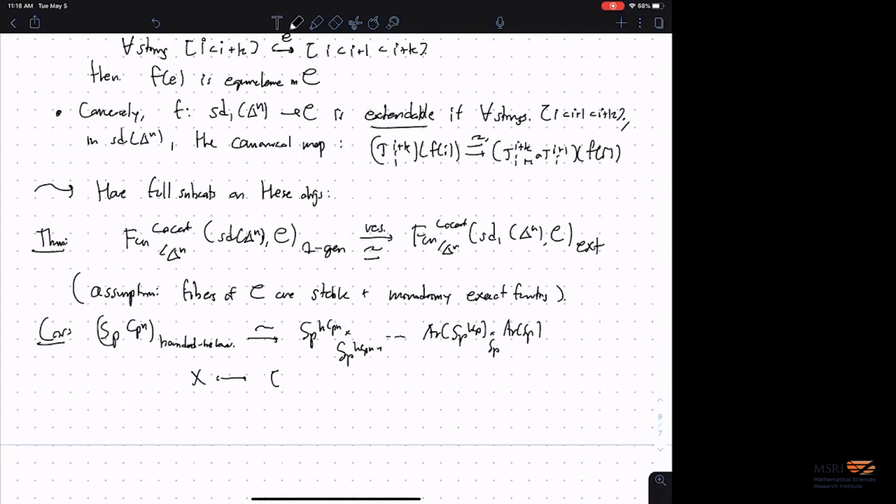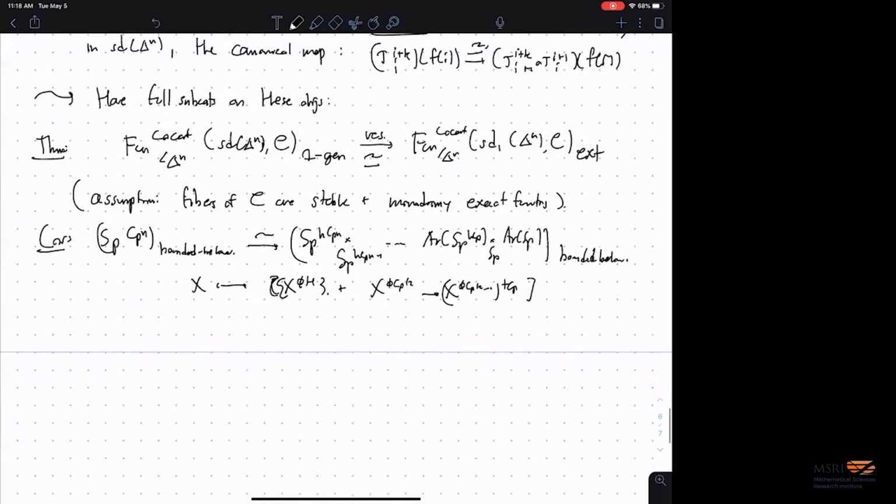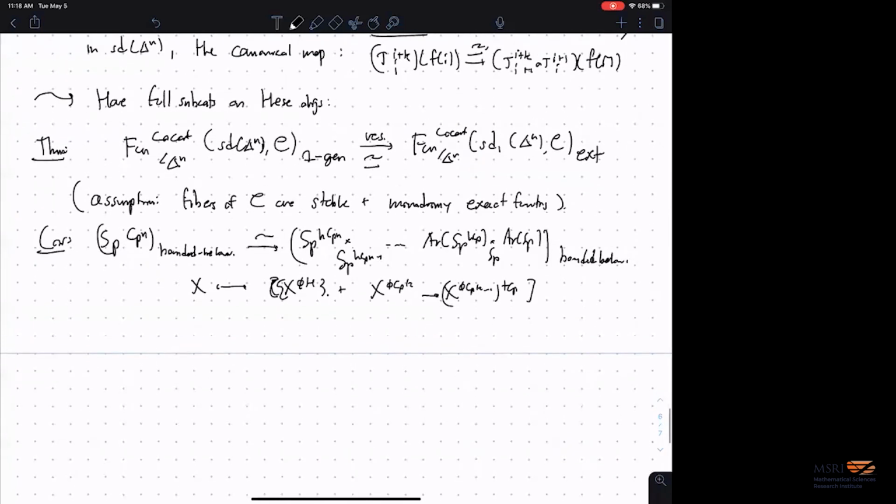So this is sent to the collection of XPH plus, where the right side is also bounded below. This gives a method for understanding CPN spectra very concretely. In particular, I don't have any coherence data to grapple with when I'm specifying the data of a CPN spectrum, at least if I only care about bounded below CPN spectra.